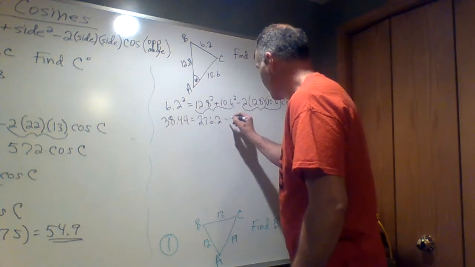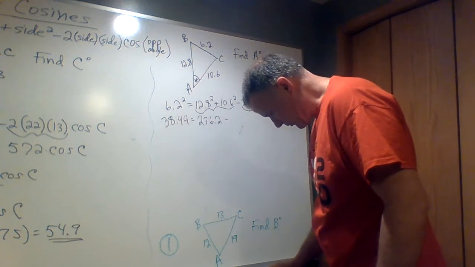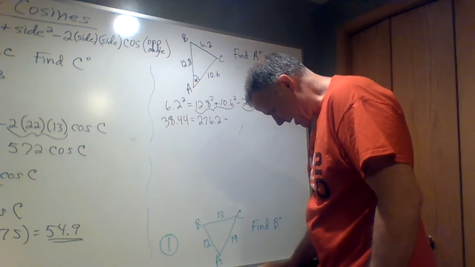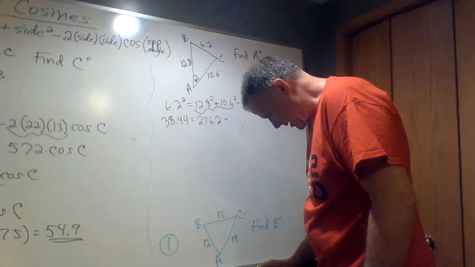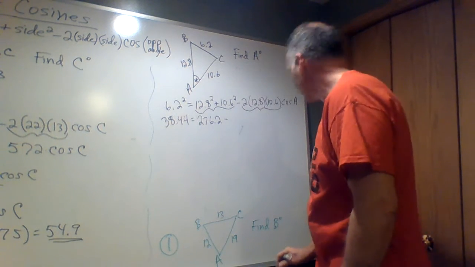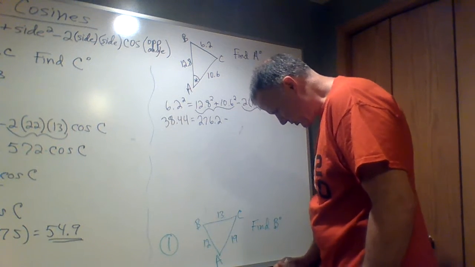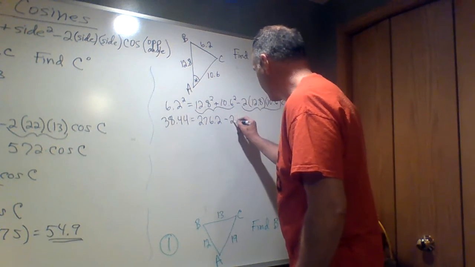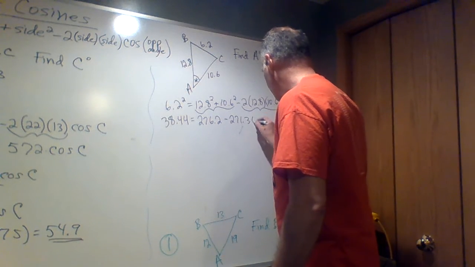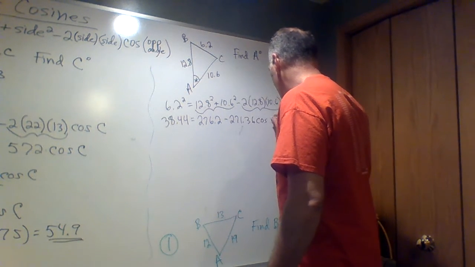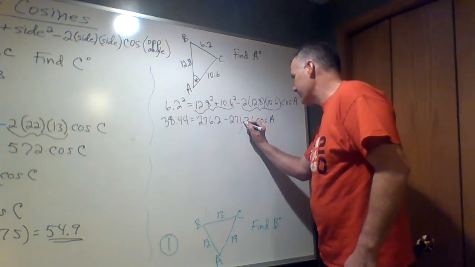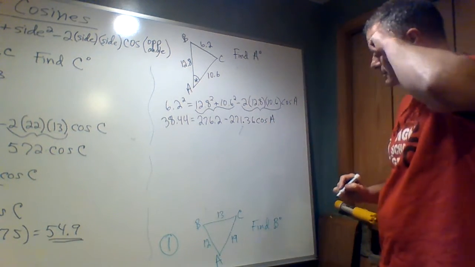Minus 2 times 12.8 times 10.6, and that is 271.36. And again, that's sitting in front of cosine A. Everybody see what we got there?